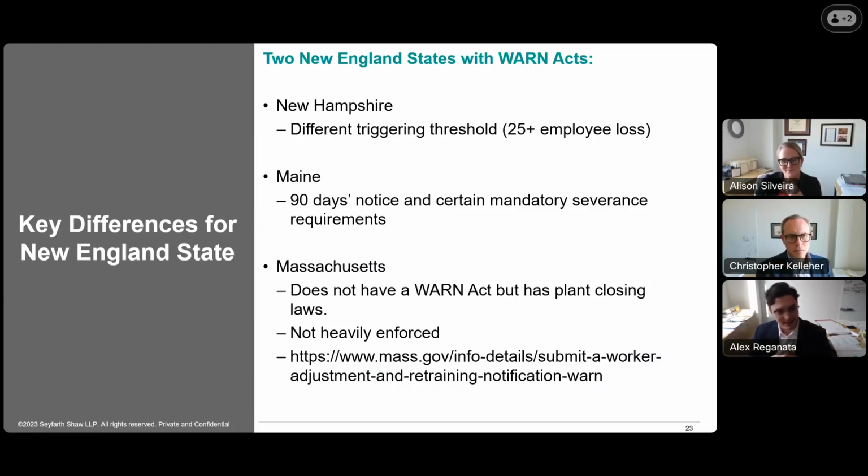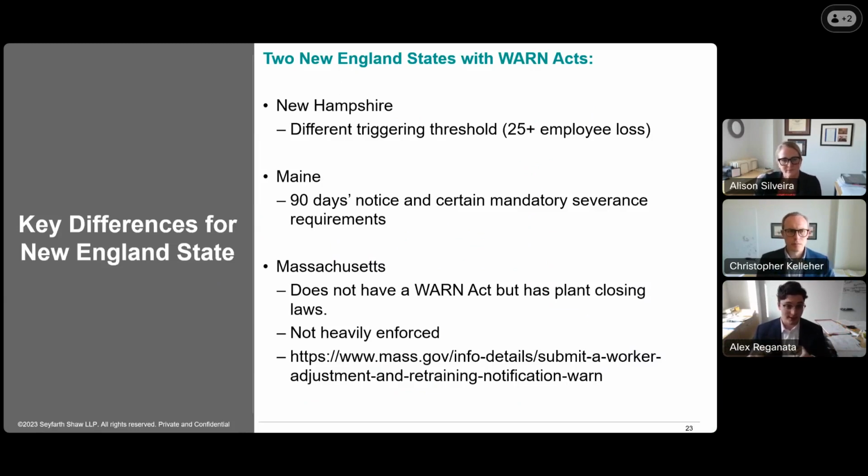You can refer to that helpful infographic as necessary. New Hampshire is one state that's going to have a different triggering threshold than the federal WARN Act. It's going to be looking to see if there was a 25 employee loss instead of 50, which is where the federal WARN Act had drawn the line.